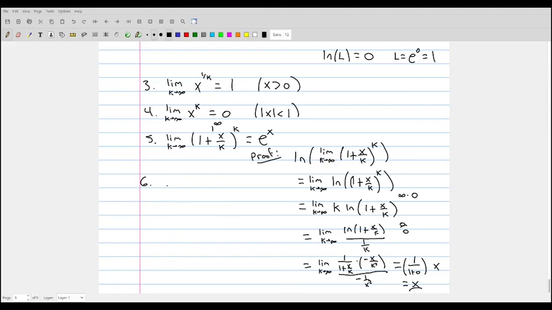And lastly, this one will be very important to us when we get to Taylor series. The limit as k goes to infinity of x to the k over k factorial is equal to 0. So all of these limits can be proven directly, and they're very useful for computations. But we can talk about this. If you have any questions, let me know.